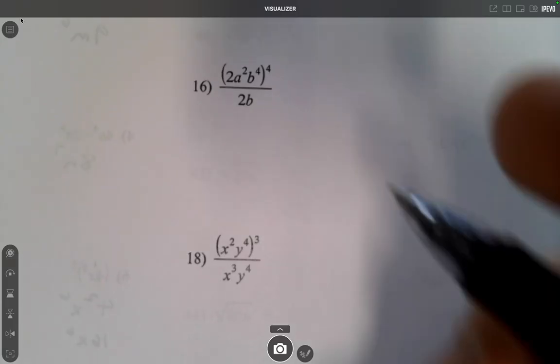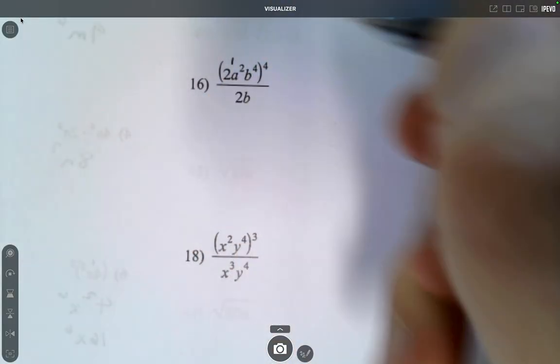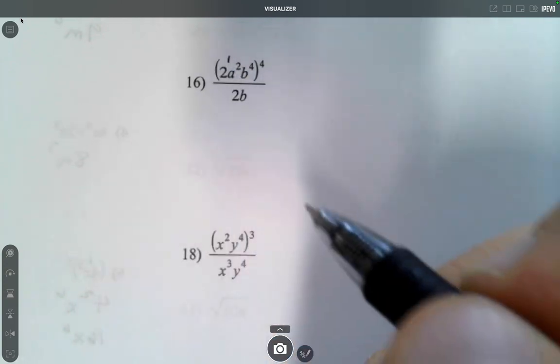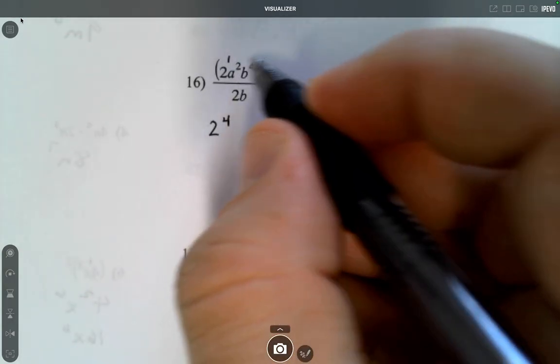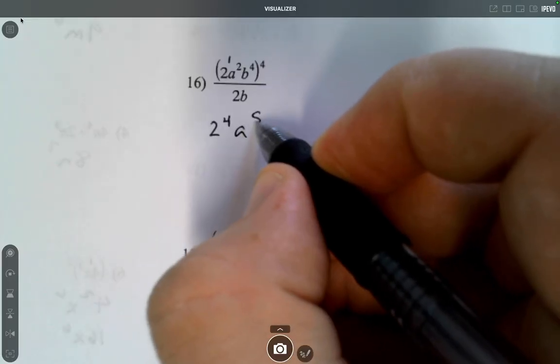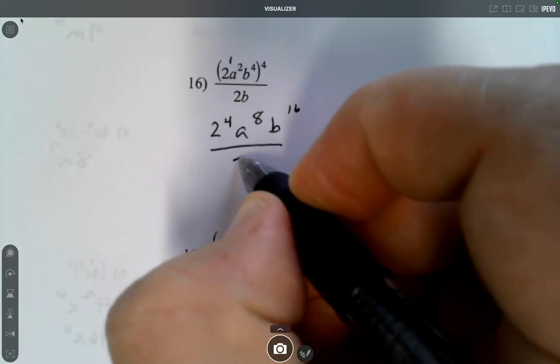On 16, we need to apply this power of 4 first. So this is 2 to the first. 1 times 4 is 4. 2 to the 4th. 2 times 4 is 8. 4 times 4 is 16. All that's over 2b.